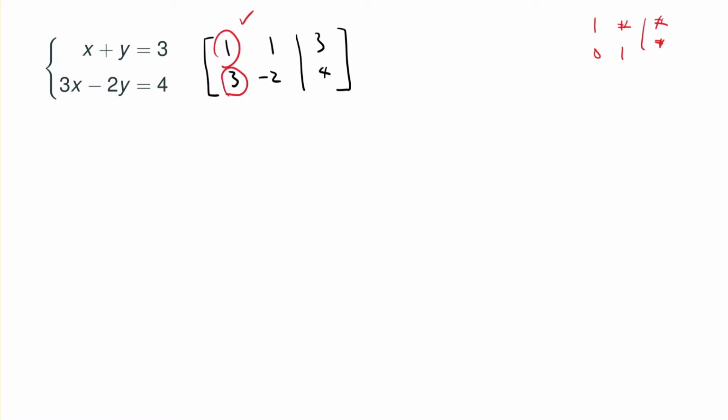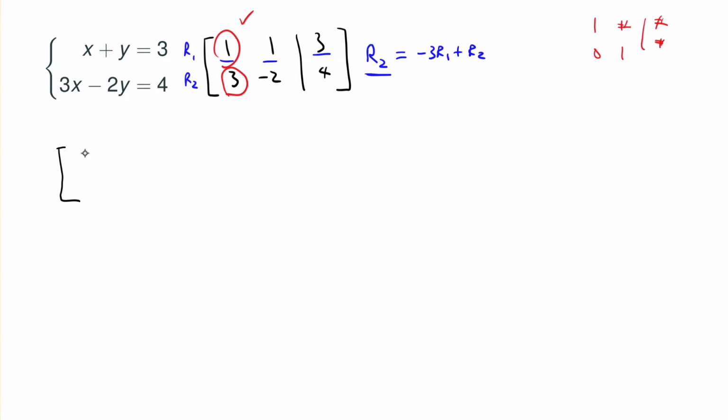So what I'm going to do now is, here's row 1, row 2. Row 2 is going to be -3R1 plus R2. So I'm going to multiply -3 to row 1 and add to row 2, and that becomes new row 2. Okay, so let me do that maybe right here.